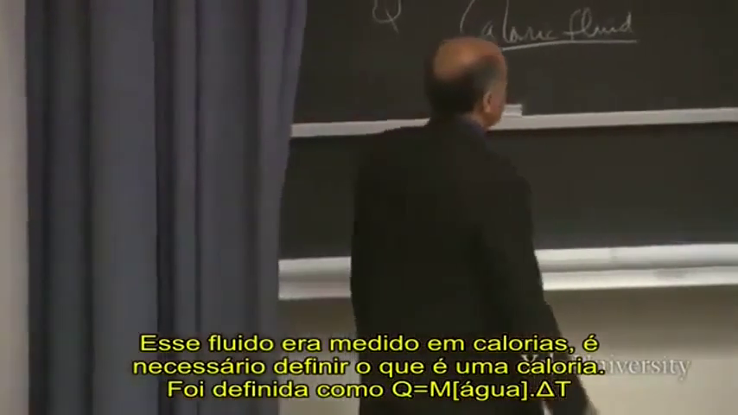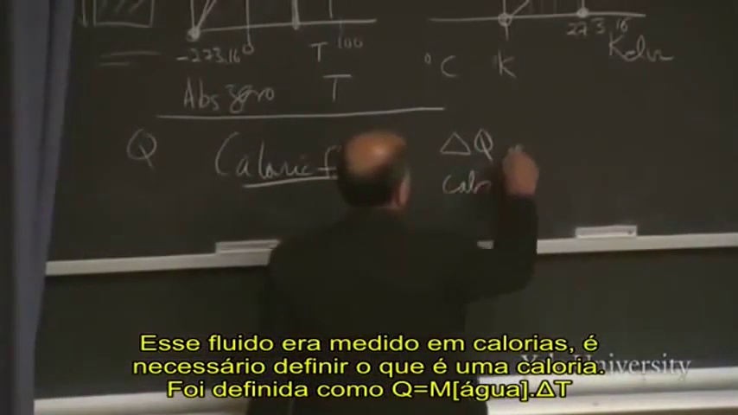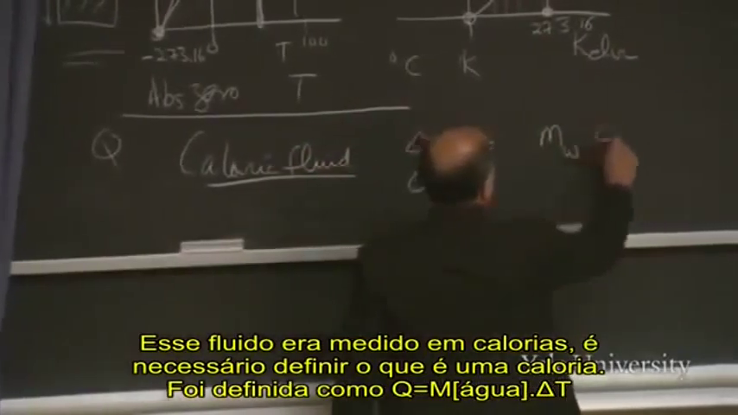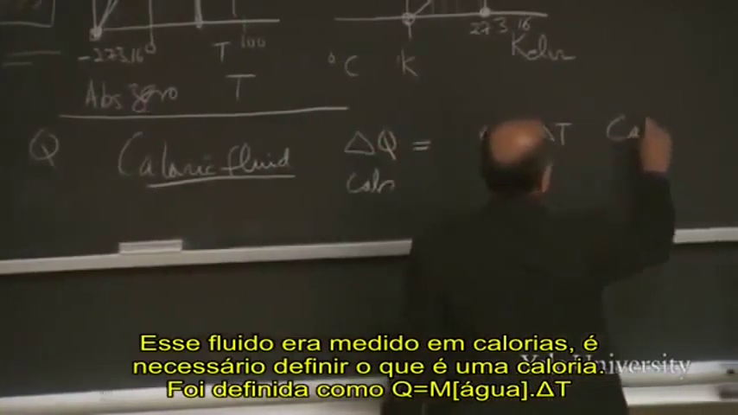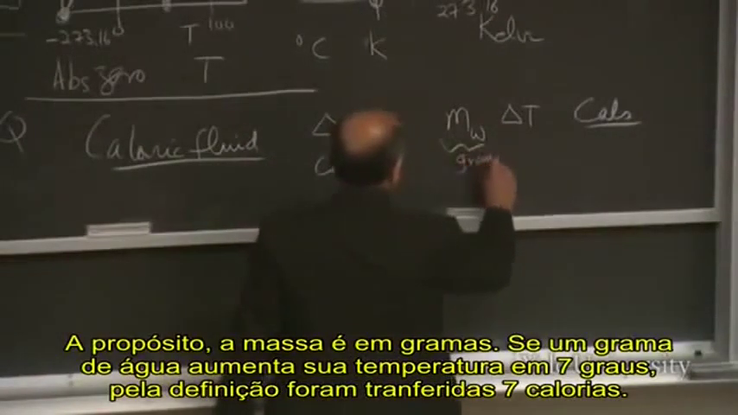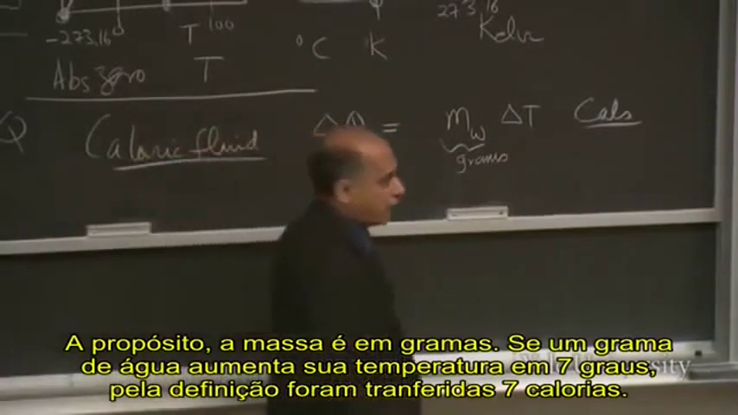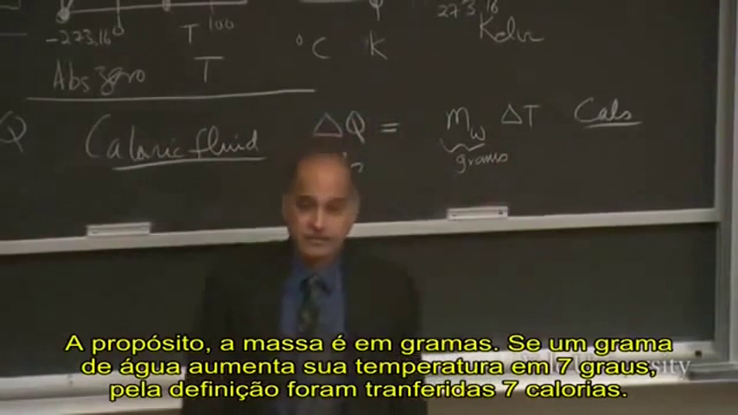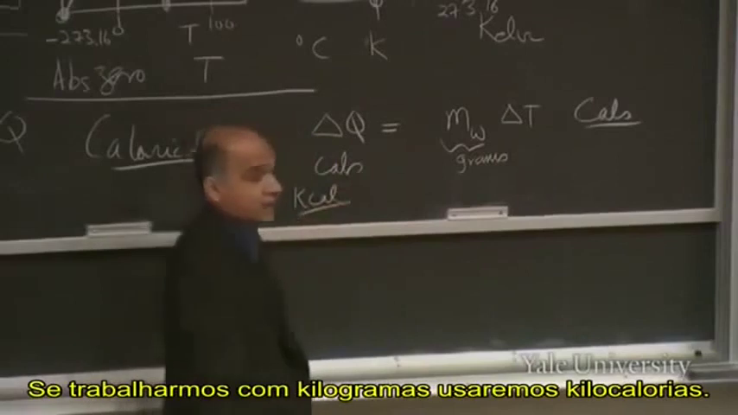The rule they made up was, we're going to define something called a calorie, where the number of calories you need is equal to the mass of water times the change in temperature. And that's going to be calories. I'm sorry, this is mass of water in grams. If you have 1 gram of water and you did something to it and the temperature went up by 7 degrees, you have, by definition, pumped in 7 calories. If this was a kilogram of water, this will be called a kilocalorie.